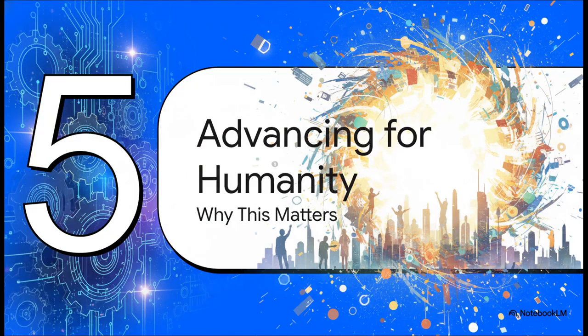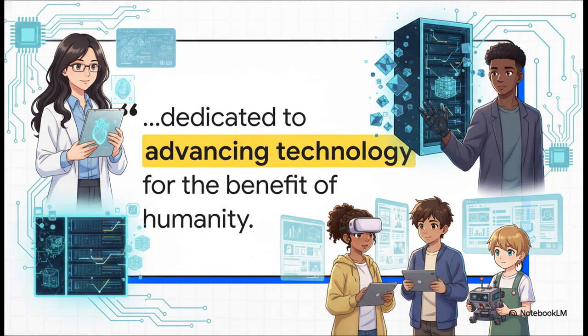Now, it's easy to look at something this technical and wonder, okay, but so what? What's the point? Why do scientists spend all this time on these tiny improvements? Well, it turns out there's a much bigger mission at play here. This quote from IEEE, the organization that actually published the paper, really says it all. The goal isn't just to make a faster chip. The goal is to advance technology for the benefit of humanity.